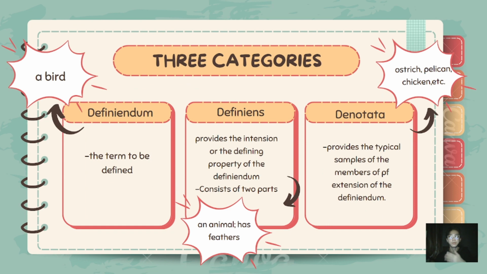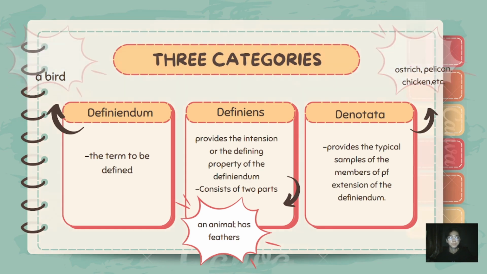So, let's go back to our example earlier. In the definiens, we can see that our definiens is an animal that has feathers. So, our genus is the wider concept. Look here, an animal is the wider concept. Thus, it is our genus. And has feathers, on the other hand, is our differentia because it specifies a specific trait or characteristic of our definiendum, which is the bird.